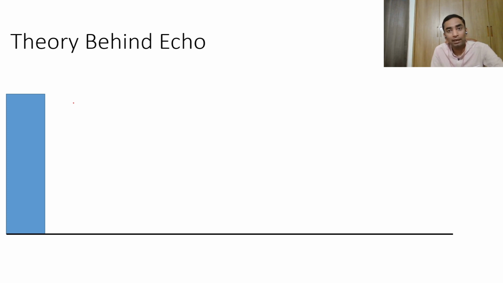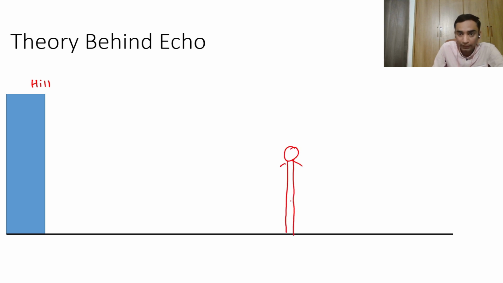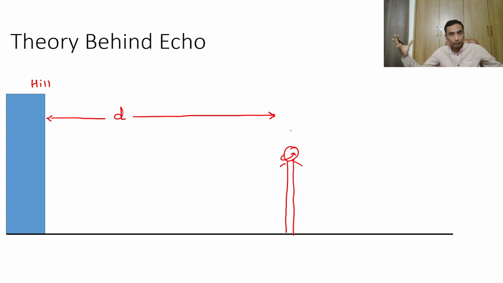In this diagram, I have shown an obstacle, say for example, a hill, and then a person is standing at some distance away from the hill, and let me call the distance between the person and the hill d. Now if this person shouts, he's going to hear his own sound, and another sound will be propagated in all the directions because sound is a wave, but you need to consider that sound wave that travels towards the obstacle.